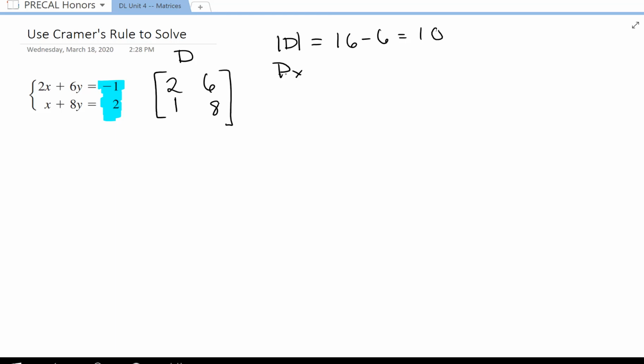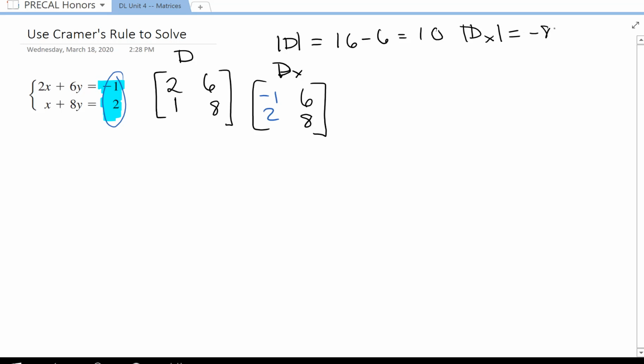D sub x is the matrix. Negative 1, 2 is the first column, so your R and S replace the x's for D sub x, and then your y's remain 6 and 8, the coefficients of your y's. So now we'll find the determinant of D sub x. That would be negative 8 minus 12 equals negative 20.